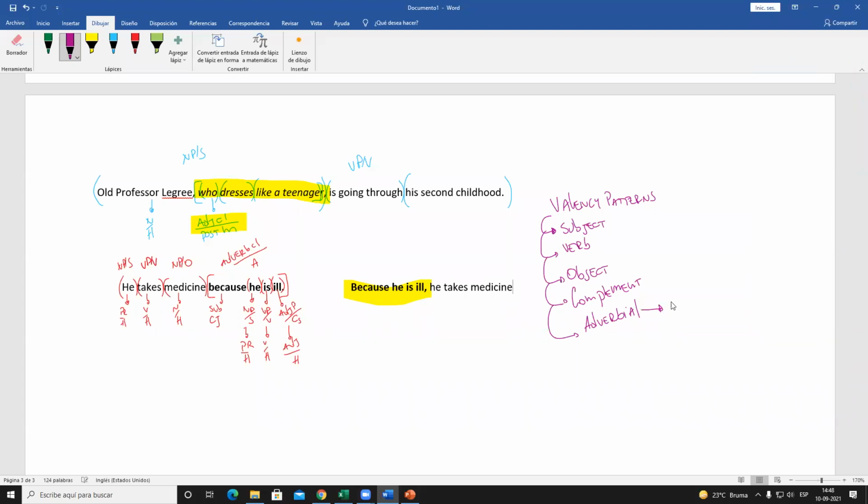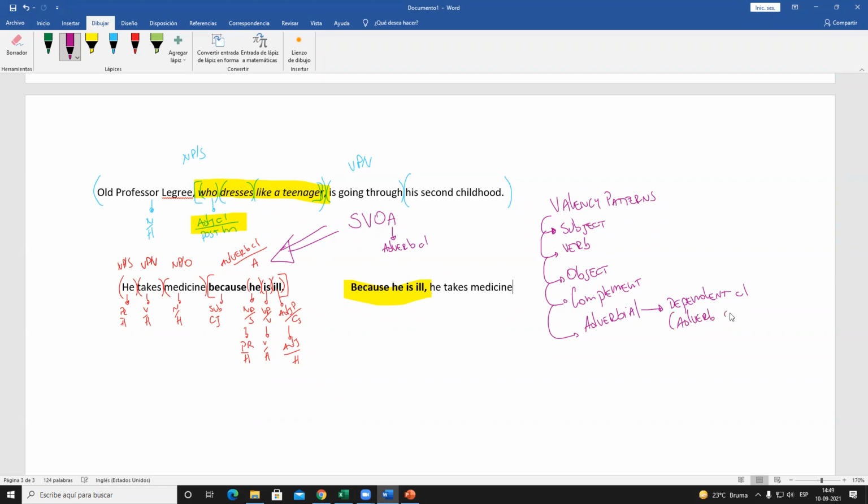Una dependent clause puede volverse un adverbial en una cláusula. ¿Cómo pruebo eso? Aquí está. Porque este valency pattern es SVOA, donde A es una dependent clause. ¿Qué nombre le damos a esa dependent clause que puede volverse un adverbial en una cláusula? Le damos el nombre de adverb clause. No sé si le queda claro.